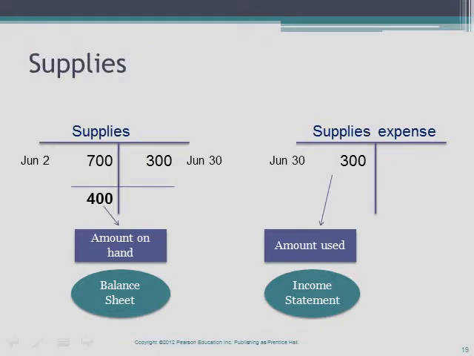The T accounts for supplies and supplies expense show how the purchase and adjustment of the accounts impact the financial statements. And so it's the same scenario. We started off on June 2nd with a debit in our supplies asset account of $700. We ended up with $400 left in the account at the end of the month. So that means we expensed $300 worth of supplies, and that is what's reflected on the income statement.